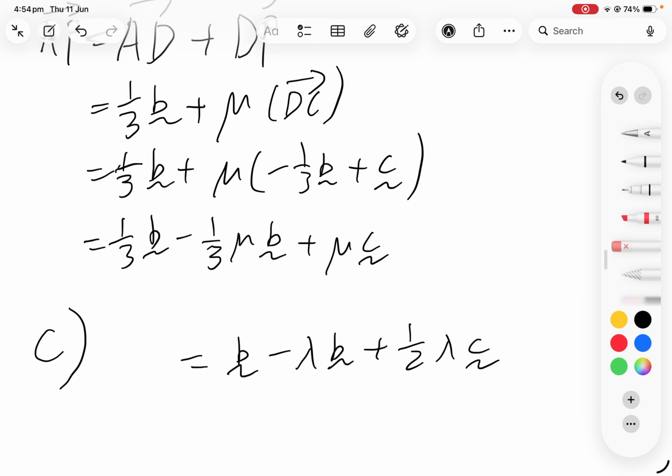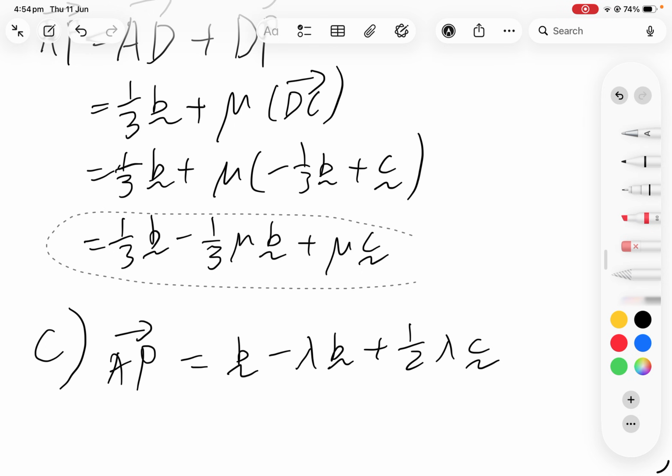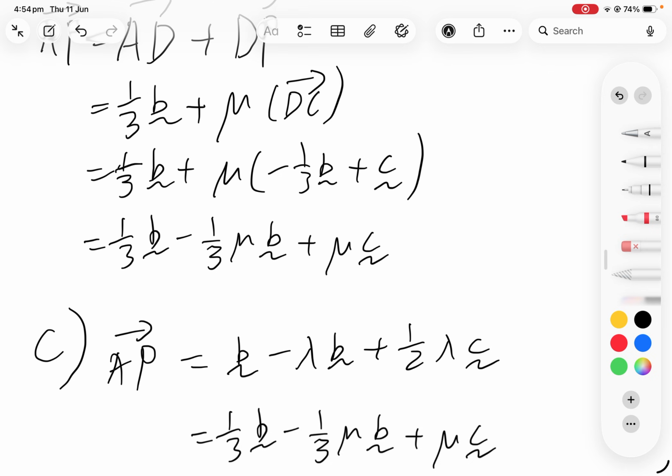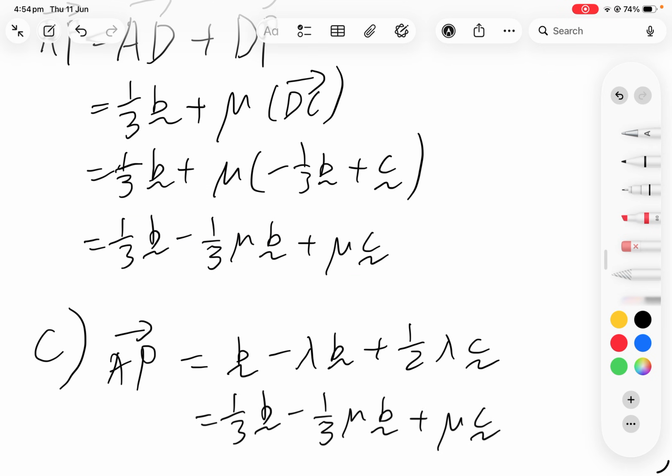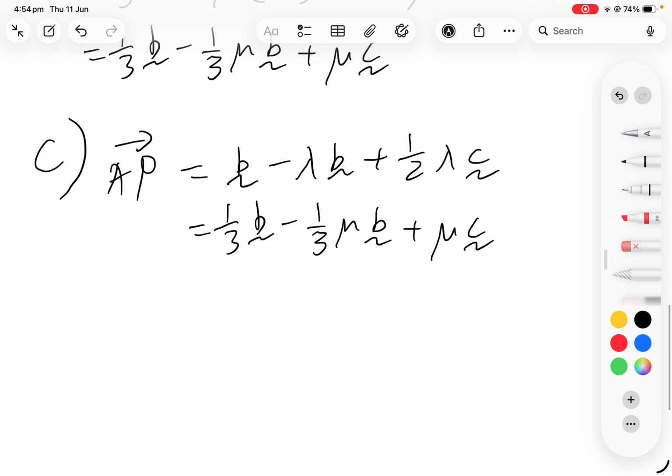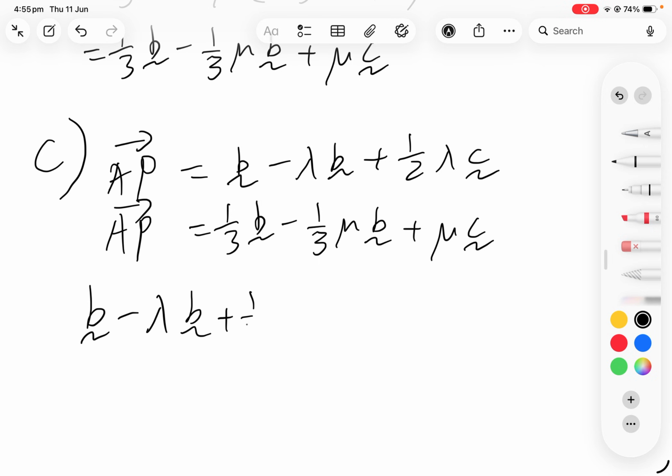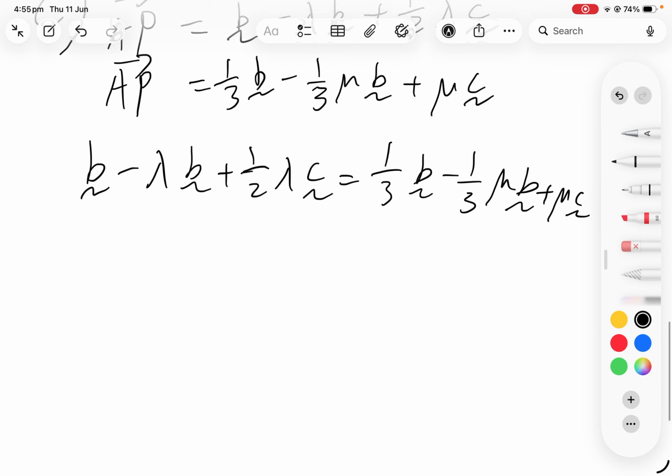So basically, this thing equals AP, and then this thing also equals AP. That means B minus lambda B plus 2 lambda C equals 1/3 B minus 1/3 mu B plus mu C.